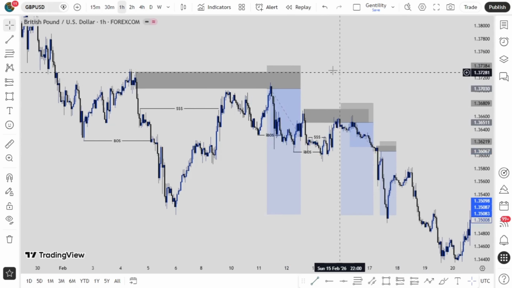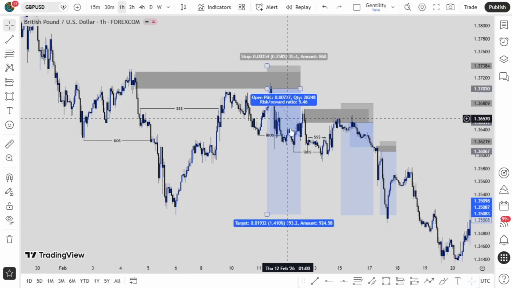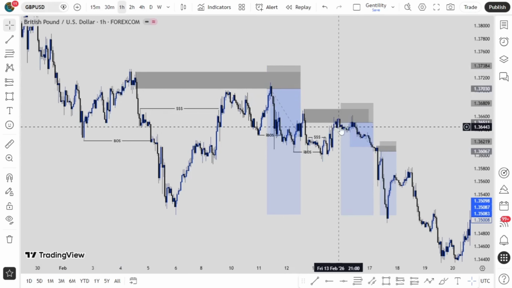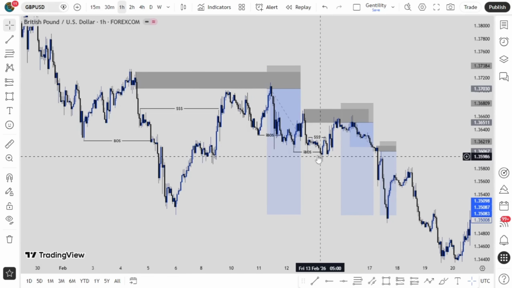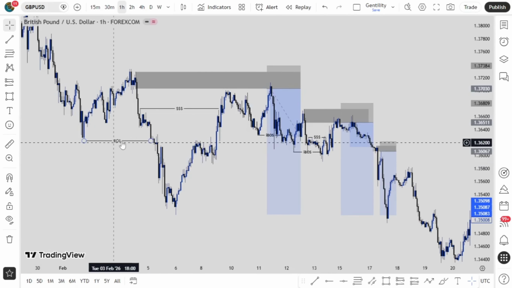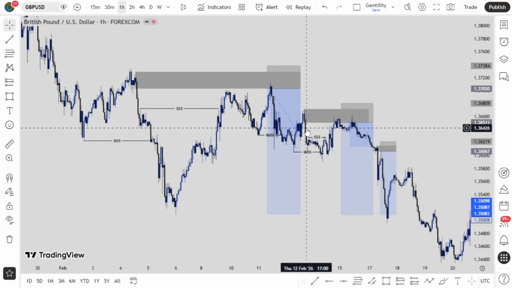Now immediately I spotted this break of structure, I did not just enter blindly. I wanted to see if the confluences I saw here initially also applied here before I decided to jump into this particular trade. Okay, and what did I see? I saw an internal break of structure, same as I saw a break of structure here. I saw an order block here, same thing here. I saw an imbalance candle here.